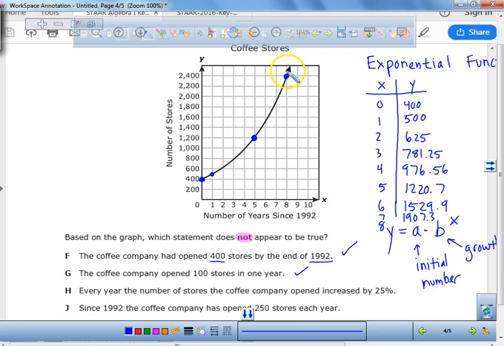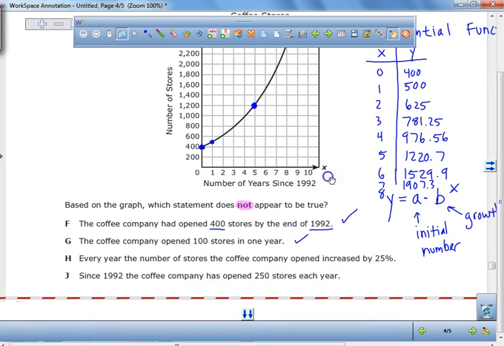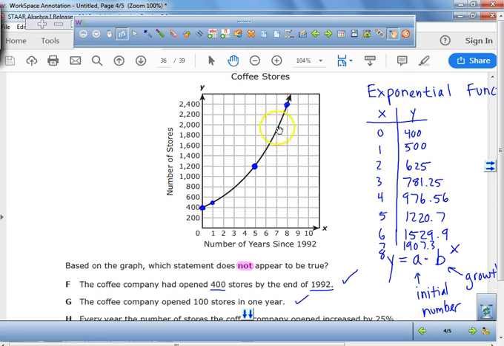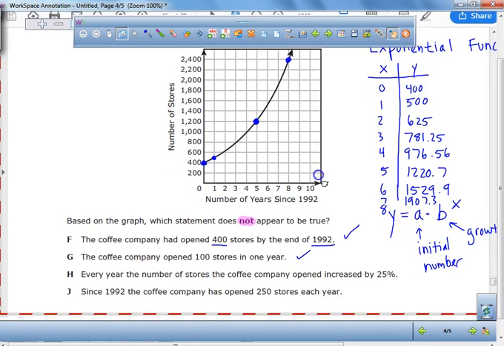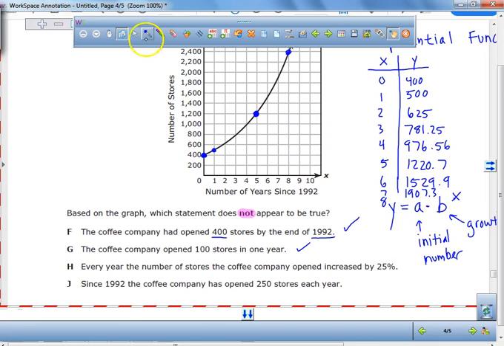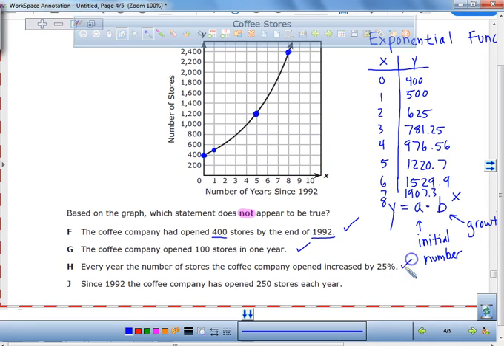Okay. All right. Now, if it's going up, I want you to notice that these points are really close to these points right here. Now, it is increasing by 25%. Otherwise, it wouldn't follow this pattern.